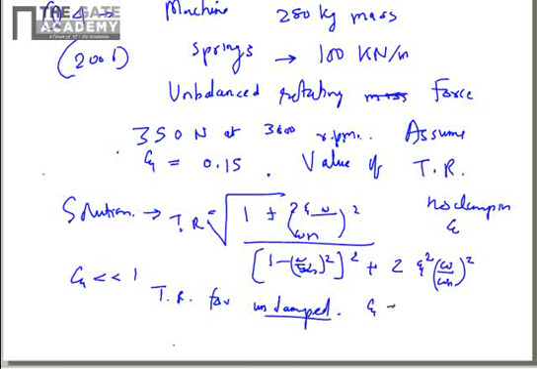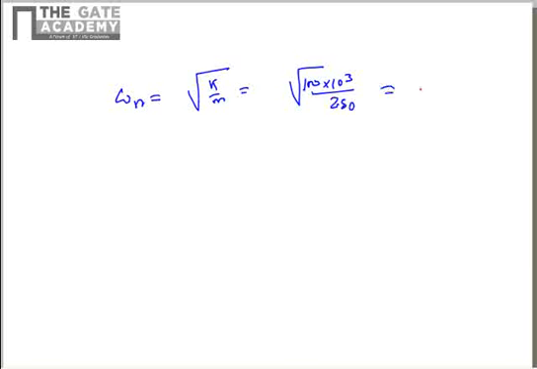So for transmissibility ratio for undamped case, we will get g equal to 0. If you see, this becomes 0, this becomes 0, and you will get basically transmissibility ratio is equal to 1 divided by 1 minus omega by omega n whole square. So this is omega n square divided by omega n square minus omega square. For that we have to calculate natural frequency, omega n is equal to square root of k by m. So k is given in this case as 100 kilonewton per meter, 10^3. Mass is given as 250 kg.